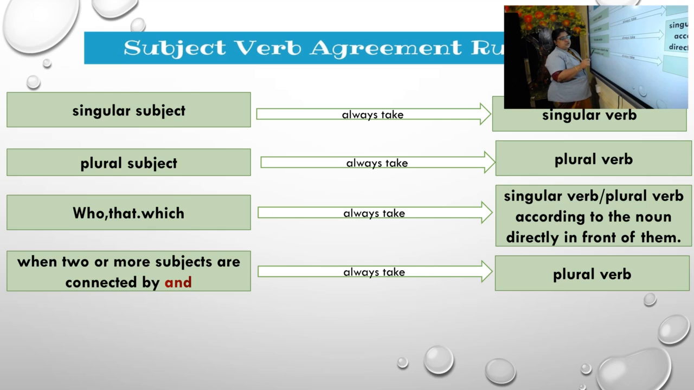Look at this. When two or more subjects are connected by and. What is and? And is a word we use to connect two sentences, two ideas. When we want to connect two ideas, we ask the help of and. Whenever you use and in a sentence, it will be followed by a plural verb, right?